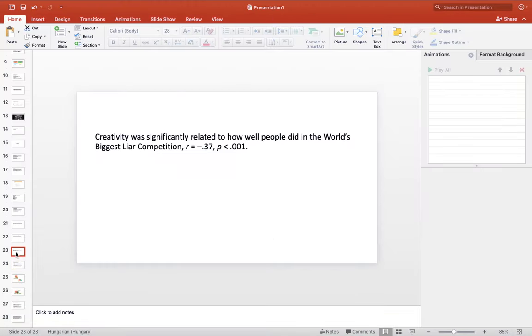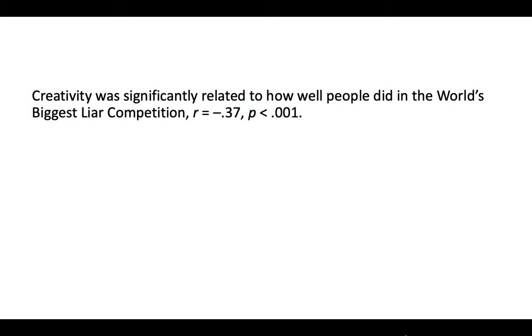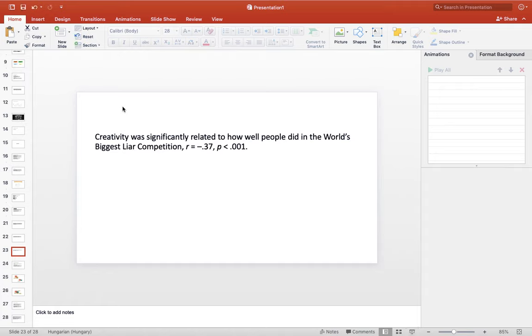How do you report on this? Creativity was significantly related to how well people did in the world's Biggest Liar competition. R equals minus 0.37. Remember, we don't use zeros, and P is smaller than 0.005. So it's significant.